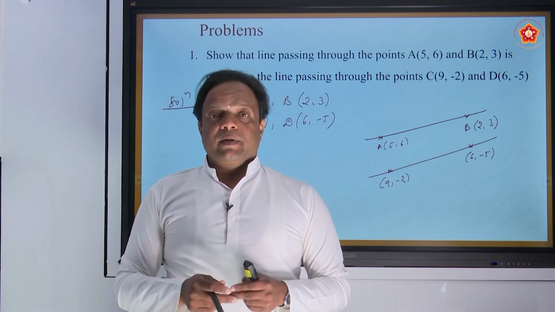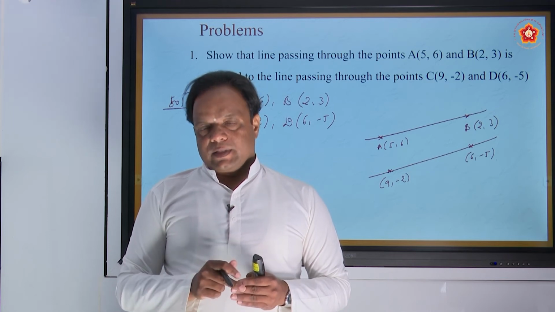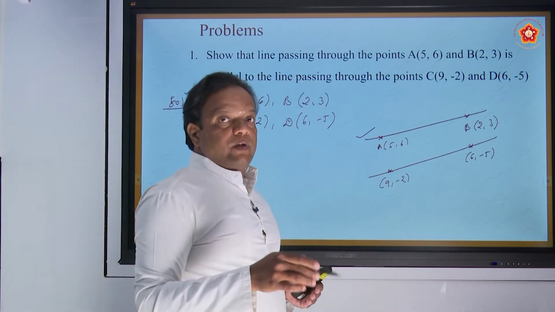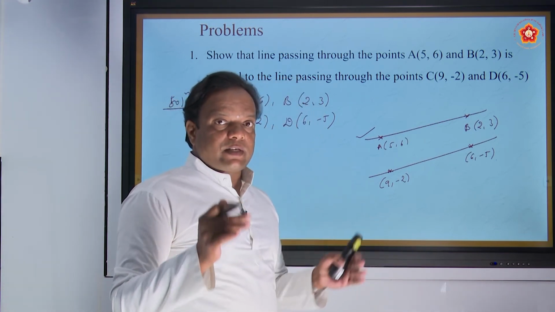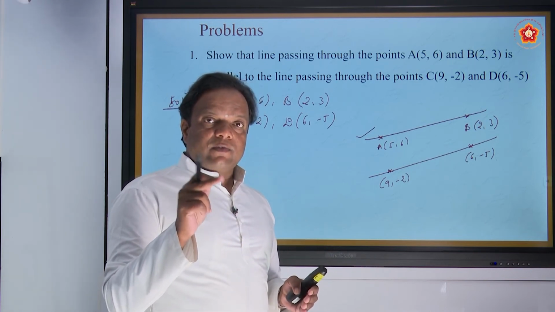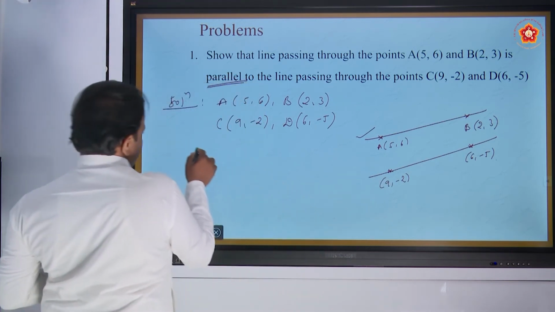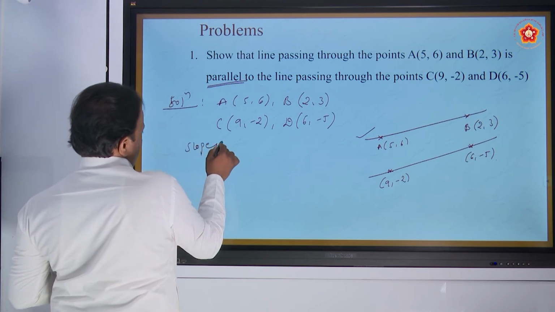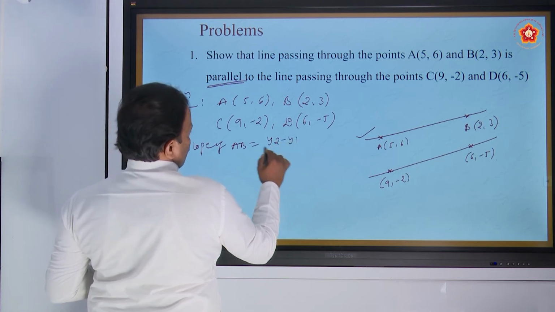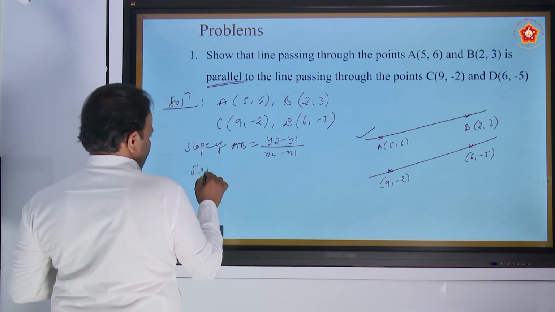We know that in the previous slide, when we say the two lines are parallel, the slopes are equal. First you have to find the slope of AB by using the two-point form. When two points x1, y1 and x2, y2 are given, how can you find the slope of that line? Using the formula y2 minus y1 divided by x2 minus x1. I first find the slope of line AB. Slope of AB equals, using the formula y2 minus y1 divided by x2 minus x1.